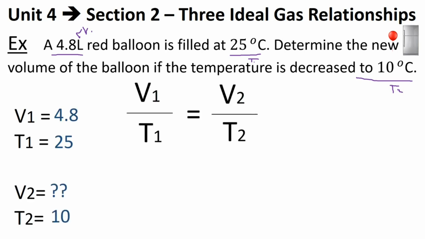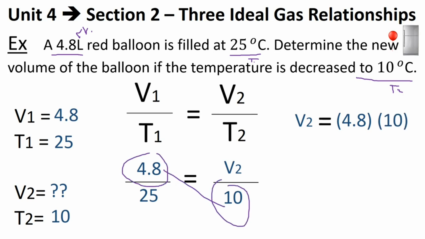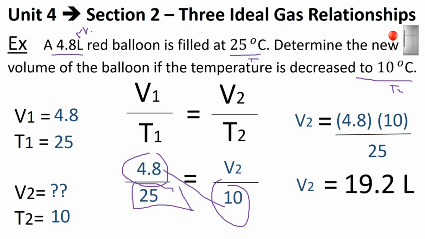We'll write our gas law, plug in our values. If I'm going too quickly, you can always pause the video. Now we're going to do some cross multiplying, and in the end, V2 is going to be equal to 4.8. The way I would cross multiply this is 4.8 times 10, and then you end up dividing by the other one, divide by 25, and we get an answer, if you grab your calculator and try it out, of 19.2 liters. Now let's think about this answer here, 19.2 liters.